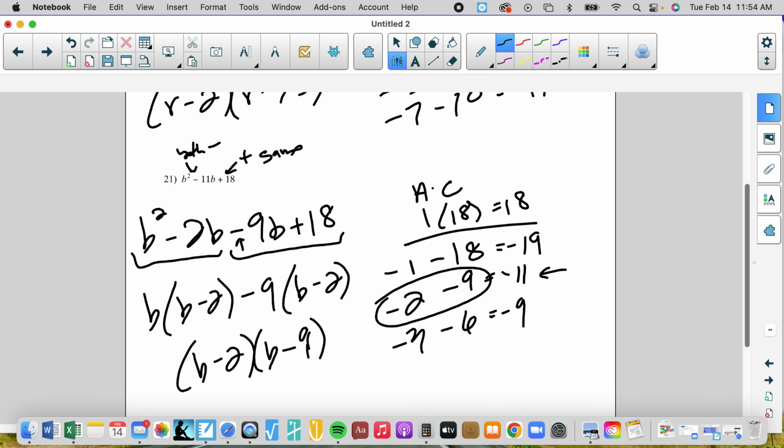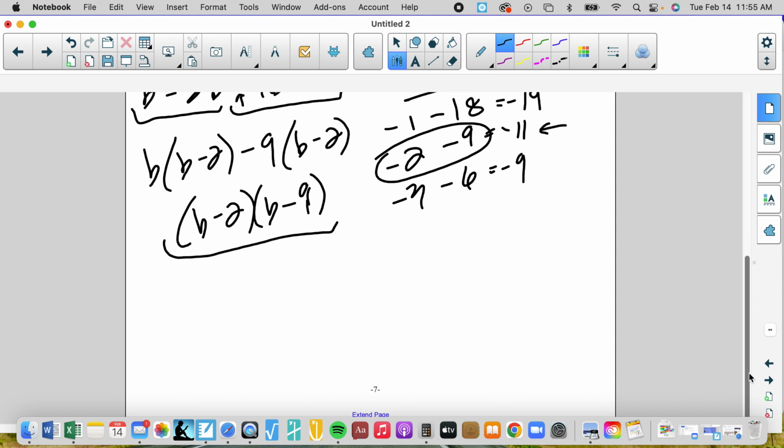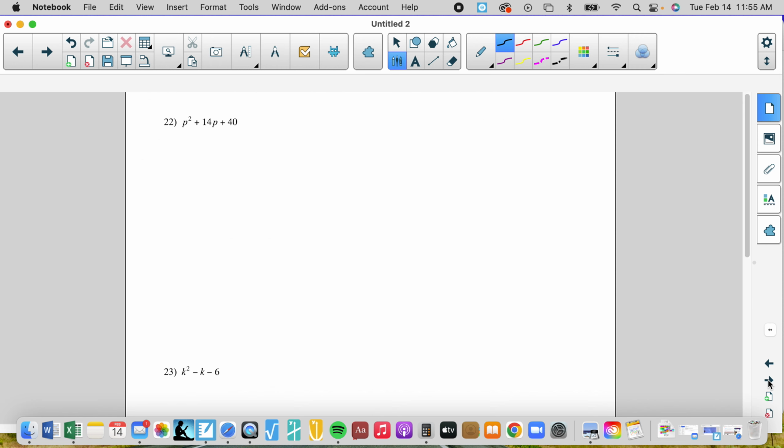And I can always check. I haven't even talked about this. Once we get our solution, you can FOIL it back out and make sure you get that as your product of those two binomials. That's your check that you can always do, no matter what. 40 is not a perfect square, so I'm not checking for a special case. Notice both special cases deal with perfect squares as your first and last. So that's really a quick thing to think about.